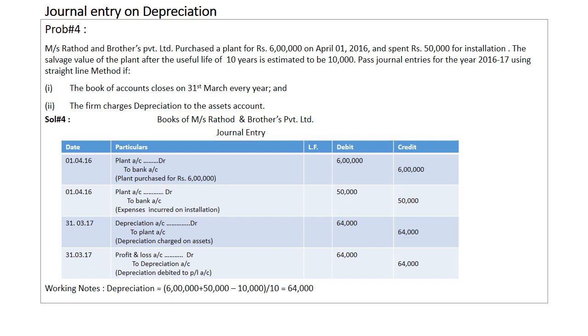Third will be depreciation account debit to plant account, depreciation charged on asset, that is 64,000, and the same depreciation will be debited to profit and loss account, that is profit and loss account debit to depreciation account. Fourth journal, that is 64,000.